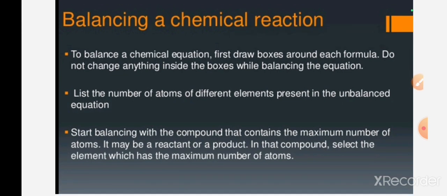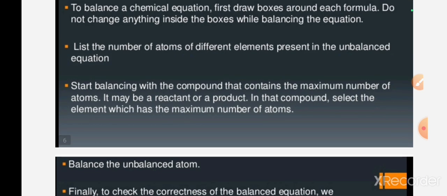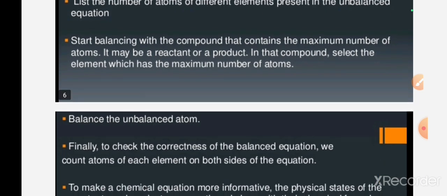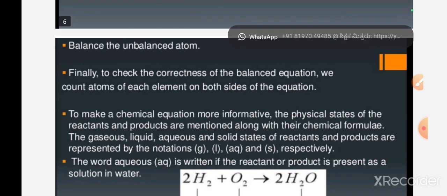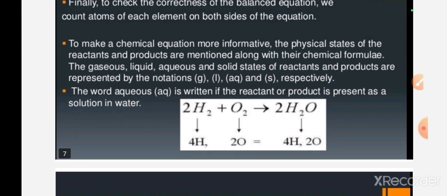Balancing a chemical reaction. To balance a chemical equation, first draw a box around each formula. Do not change anything inside the box. While balancing the equation, list the number of atoms of different elements present in the unbalanced equation. Start balancing with the compound that contains the maximum number of atoms. It may be a reactant or a product. In that compound, select the element which has the maximum number of atoms. Balance the unbalanced atom. Finally, check the correctness of the balanced equation. We count atoms of each element on both sides, LHS and RHS.